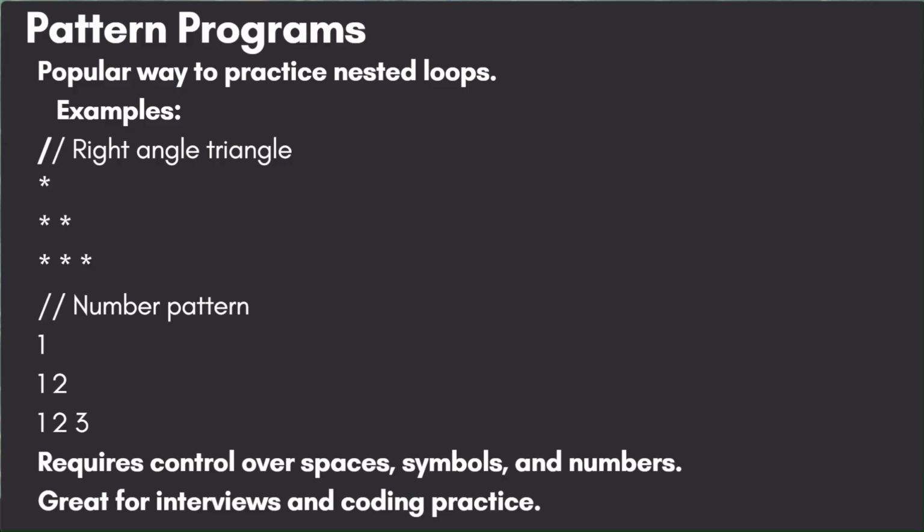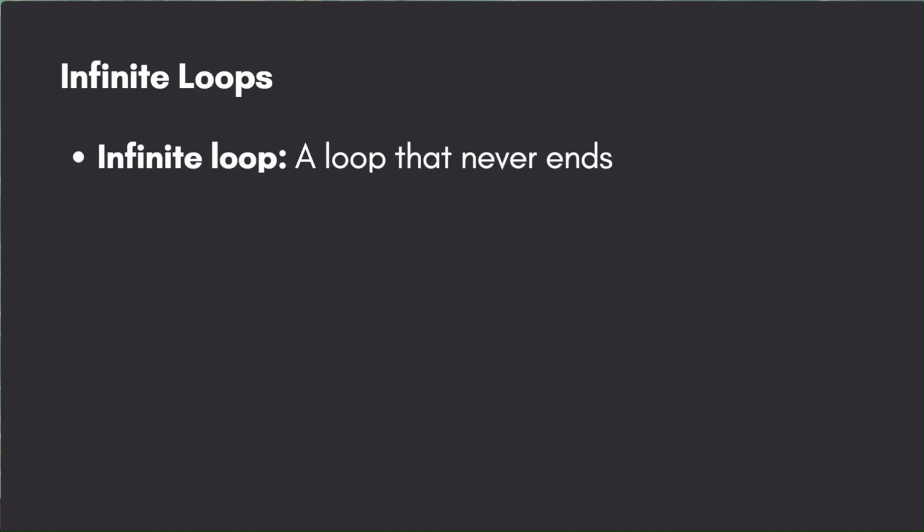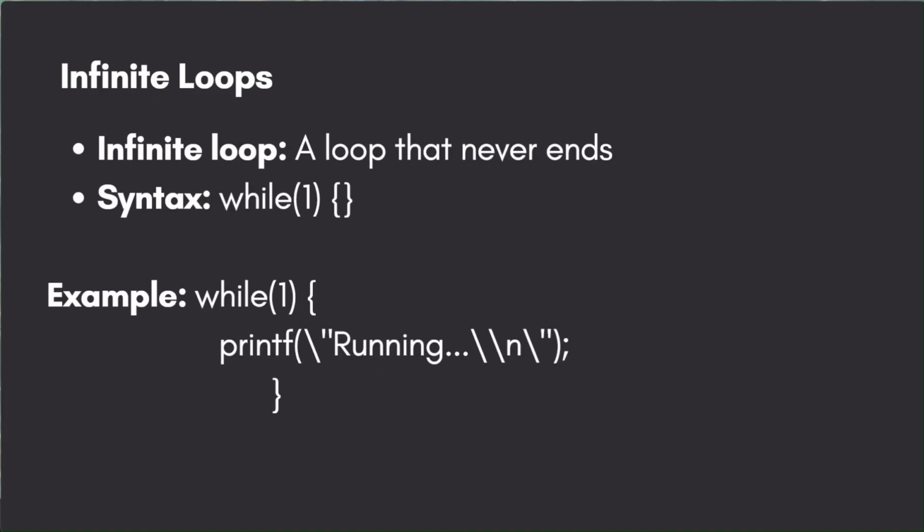An infinite loop is a loop that never ends unless you forcefully stop it. Here is the syntax for an infinite loop and an example. This can be useful for things like background processes, servers, or embedded systems, but it can also crash your program if you make a mistake.